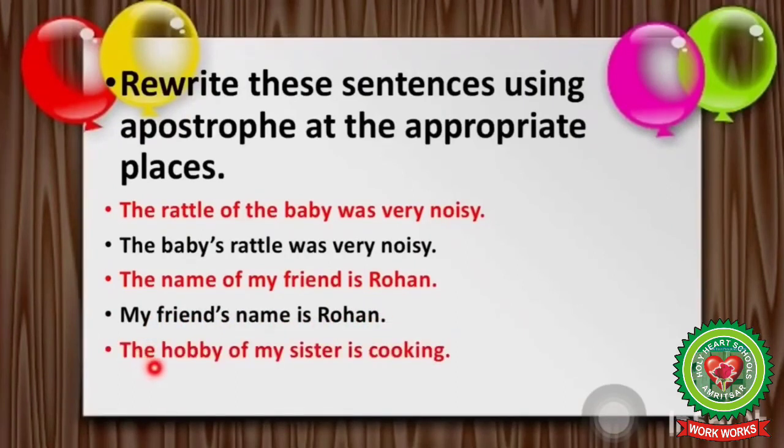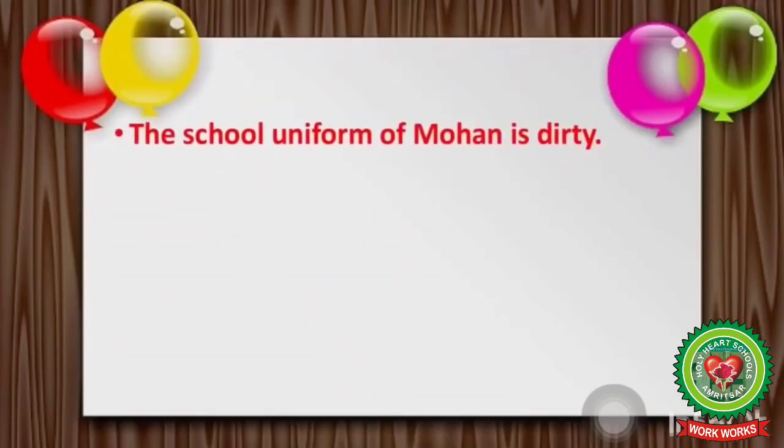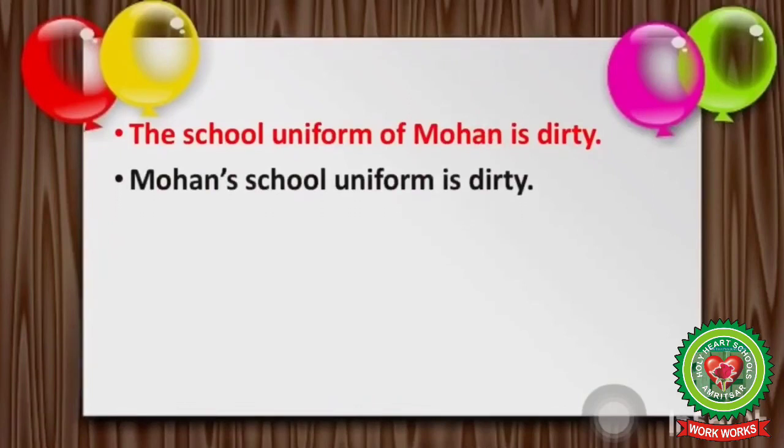Look at the next. The hobby of my sister is cooking. Here students, we are talking about the hobby, and hobby shows possession towards my sister. So it can be written in this way. My sister's hobby is cooking. Look at the next. The school uniform of Mohan is dirty. Here students, we are talking about Mohan, and school uniform shows possession towards Mohan. So it can be written in this way. Mohan's school uniform is dirty.